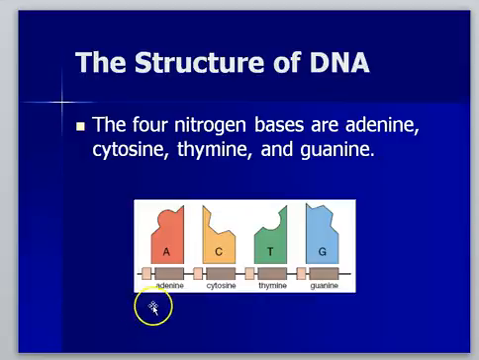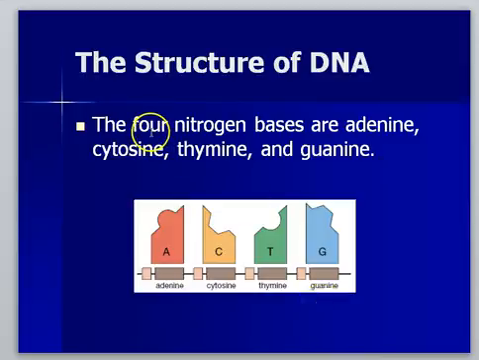And what those letters stand for, those A's, C's, T's, and G's, are the nitrogen bases. So the adenine, or A, the C for cytosine, the T for thymine, the G for guanine. Again, don't need to worry about memorizing those names. Those names are given to you in your data book.